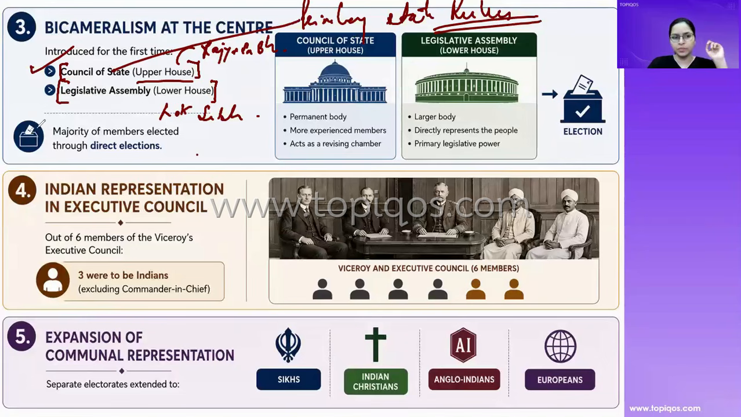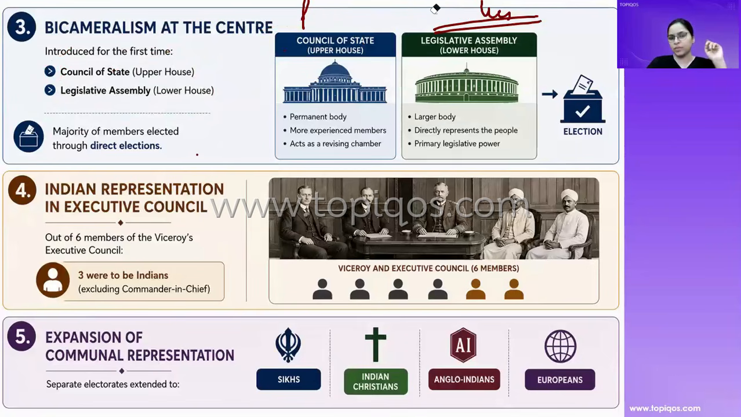Okay, now, the majority of the members in the lower house were for the very first time elected through direct election. So please remember, direct election in the lower house was done for the very first time. Okay. This question often comes in the preliminary examination. Which act introduced direct elections in India for the first time? Which act introduced bicameralism in India for the first time? It was this act. Okay. I hope it is very clear what is bicameralism.